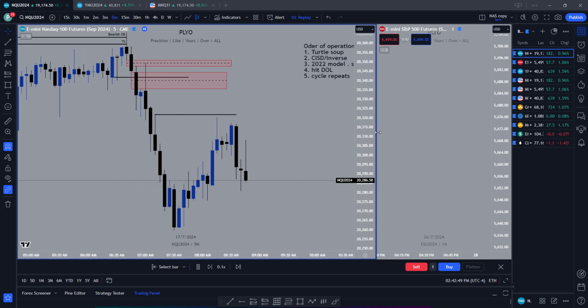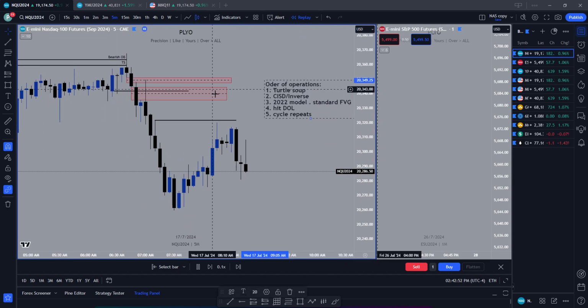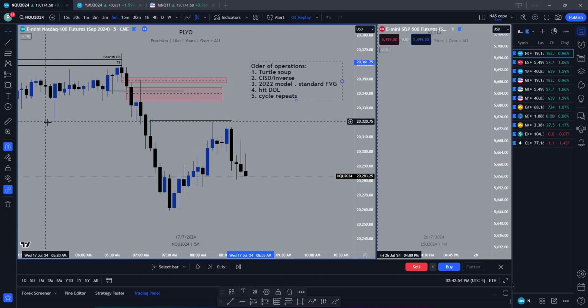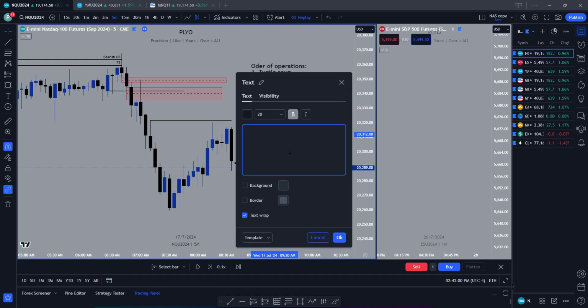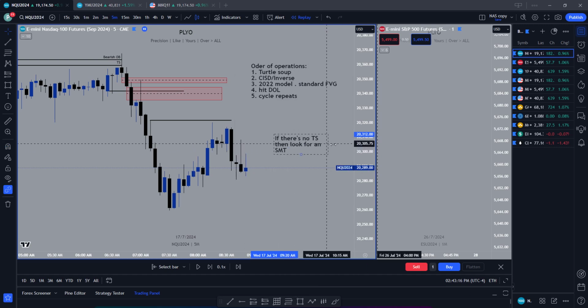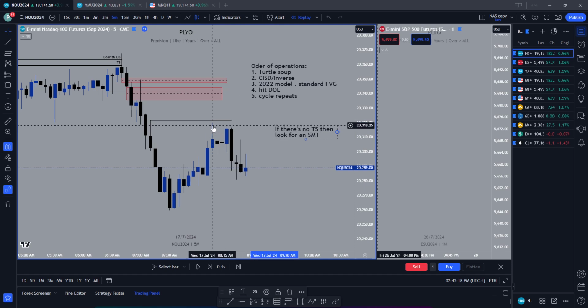So we should be looking for the same exact cycle. So that's actually a good thing to note. So I'm actually going to add that here in our notes. This would be something that you can write down in your own notes. If there's no turtle soup, then look for an SMT. So if there's no turtle soup on the high, then look for an SMT, and then expect the exact same framework to play out.